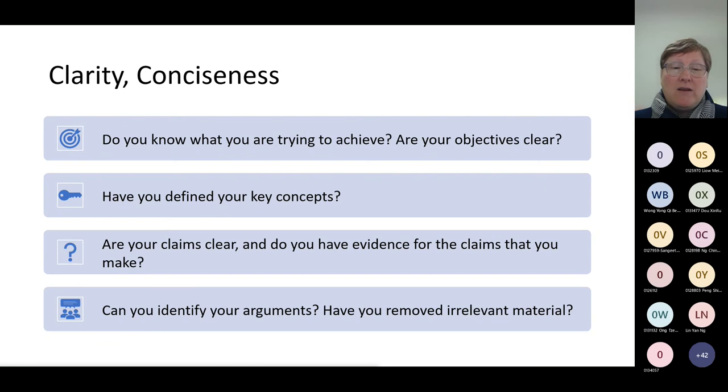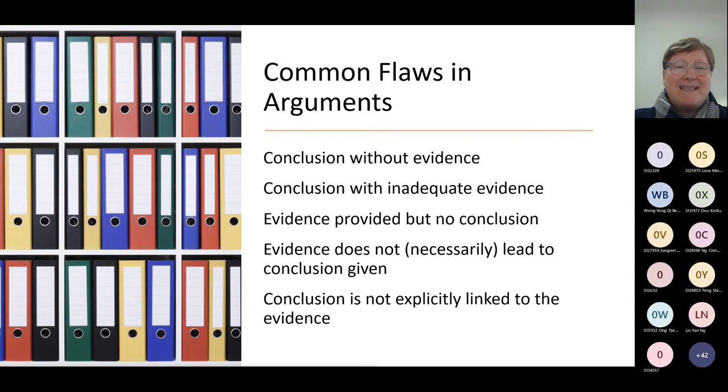Okay, so what are common flaws in arguments? This is the argument for the whole thesis rather than for particular elements. One thing is that you state a conclusion and you either don't have any evidence to support that conclusion, so your results didn't actually explore that area, or it's irrelevant to what you're looking at, or you have inadequate evidence.